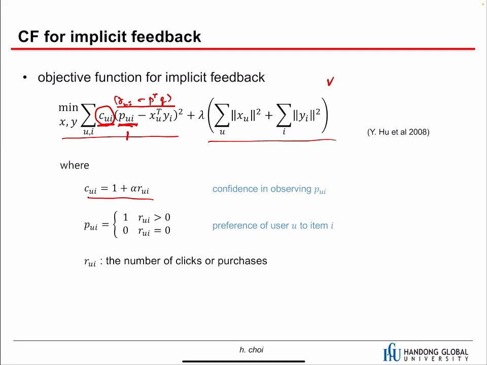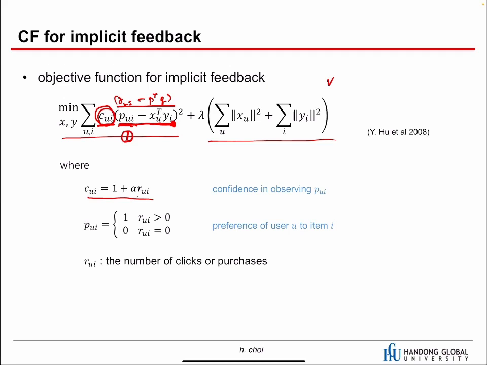Then the question is, if this estimation is not correct, then we need a different weight, because if this item is a hot item, then we have to be correct. And if this item is not that frequent, not that hot an item, then even when we are not correct, it's not that big a deal. So c sub ui will control that kind of weight.